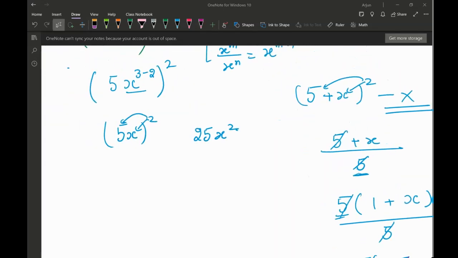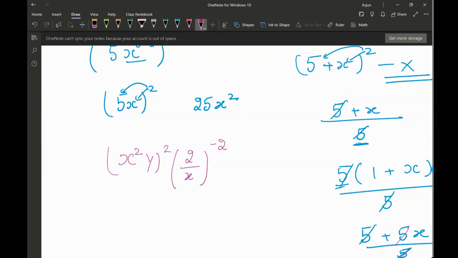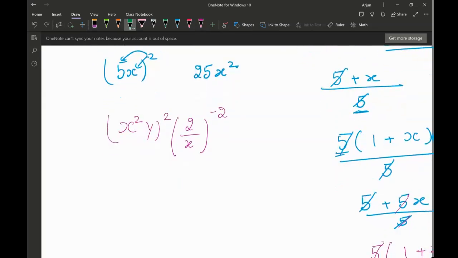All right, now I'm going to take another question. The question looks like (x^2 y) squared, then (2/x) to the power minus 2. Now if I wanted to simplify a question like this, first of all, I'll try and see if I can simplify within the bracket. No, I cannot simplify within this bracket. Can I simplify within this bracket? No, I cannot do anything within this bracket too.